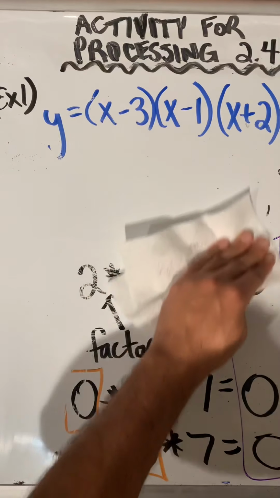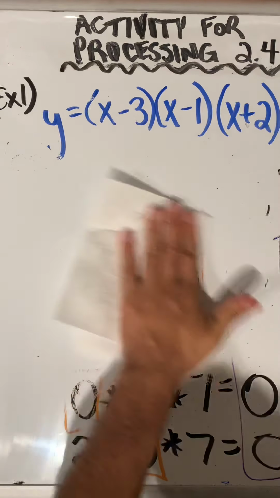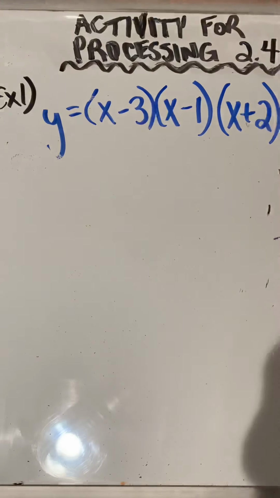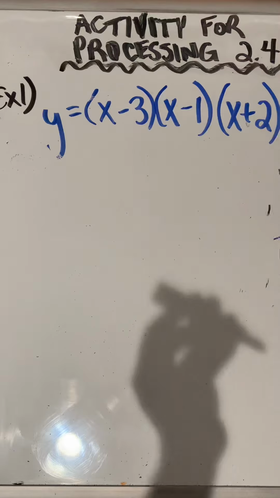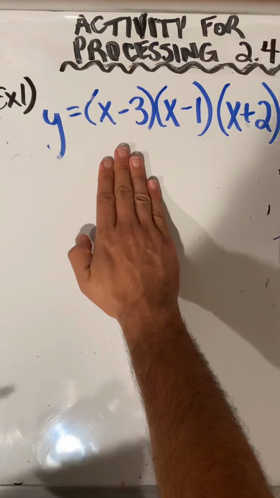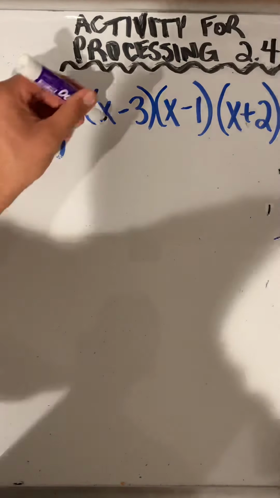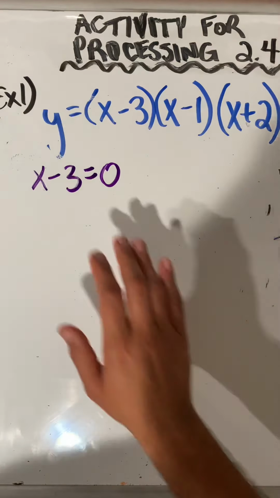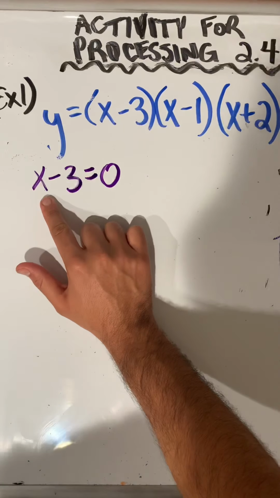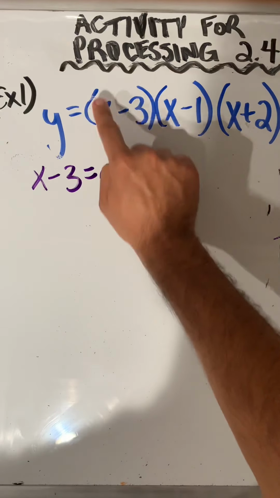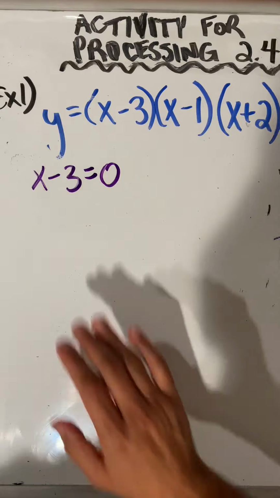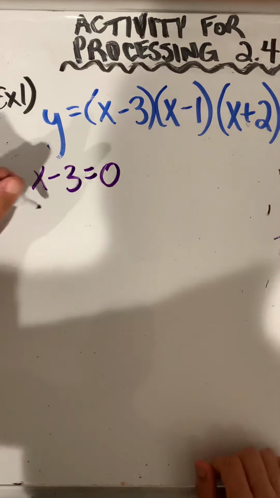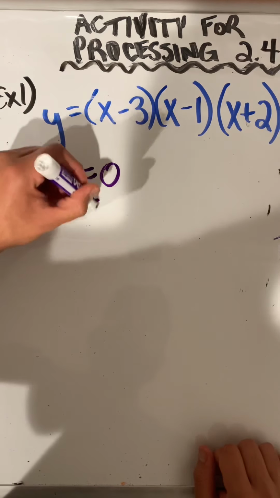And if you're in your notebook, this is example 1. And this is the problem you want to write down in your notebook there. Okay. So what we need to do here is we're going to set x minus 3 equal to 0. We need to find out what value of x would make this entire factor equal 0. That is found by setting the quantity equal to 0 and solving for x. This is a one-step equation.